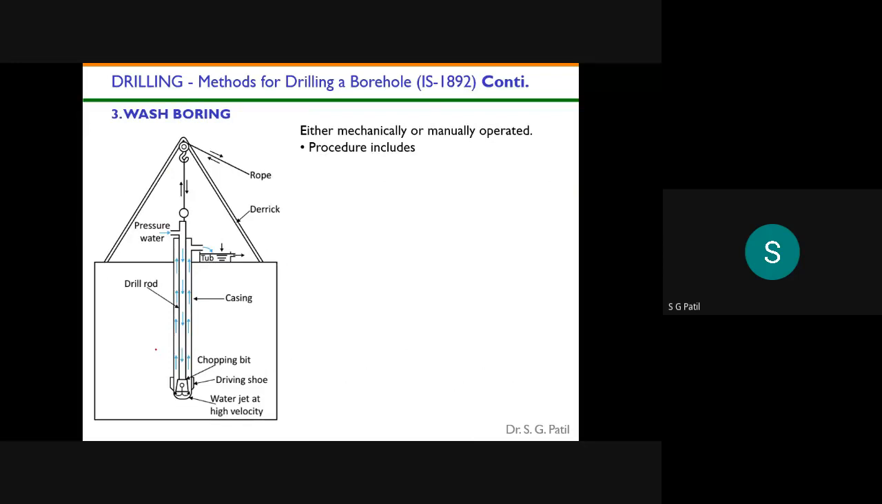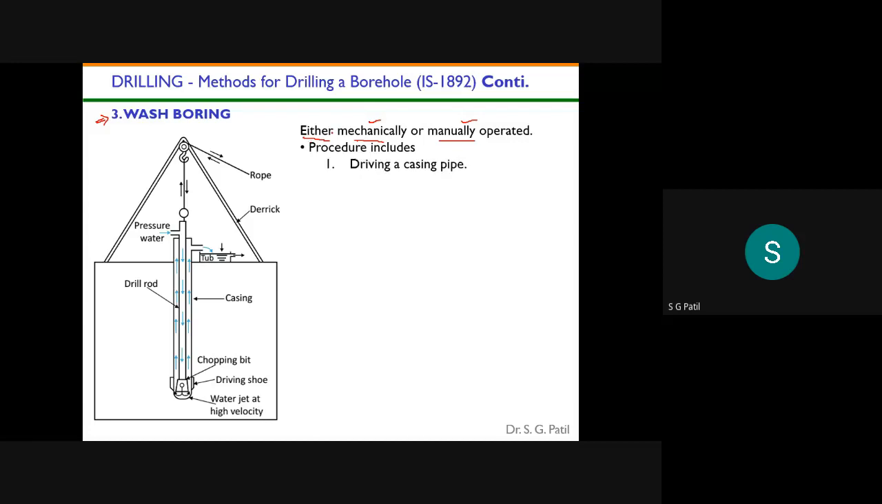Now we will see the third type of boring system, that is wash boring. So what is wash boring? Wash boring can be either mechanically or manually operated. You can operate it mechanically, or you can also operate it manually.